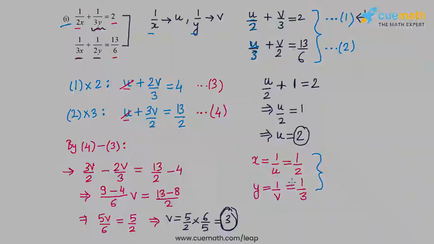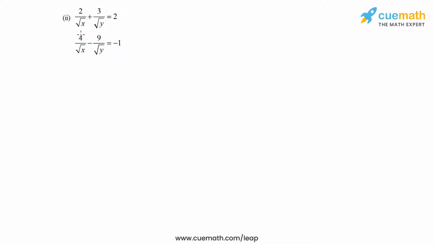In the second part, the pair of equations are 2 by root x plus 3 by root y is equal to 2, and 4 by root x minus 9 by root y is equal to minus 1. So clearly these are not linear equations in x and y, and hence we need to do some substitution to convert them into linear equations. So what we can do is we can substitute 1 by root x as a new variable u, and 1 by root y as a new variable v.